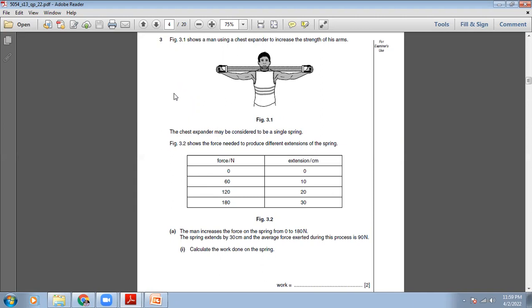The man increases the force on the spring from 0 to 180 Newton. The spring extends by 30 centimeter, and the average force exerted during this process is 90 Newton. Calculate the work done on the spring. You see, the work done is force multiply distance.